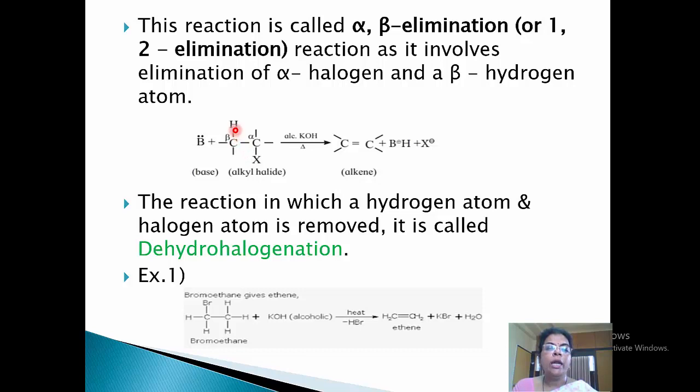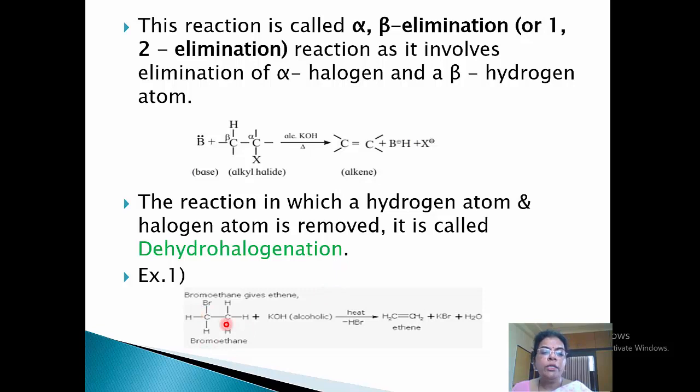Now this H plus ion gets attached to the base, and the halogen is removed as X minus ion, and then formation of alkene takes place, that is C double bond C plus BH plus X minus. The reaction in which hydrogen atom and halogen atom are removed is called dehydrohalogenation.